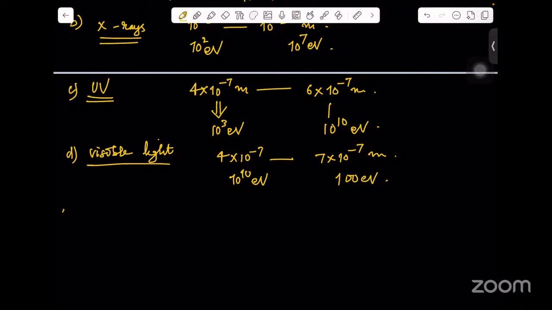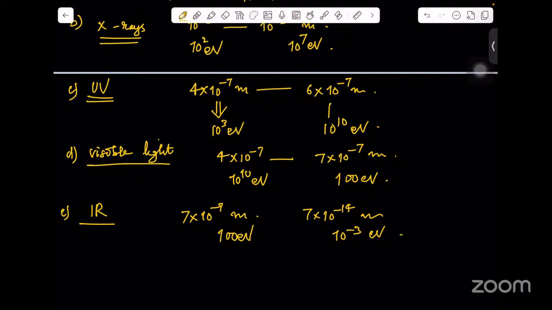next for IR, for infrared radiations, we have from 7 into 10 raised power minus 7 meters to 7 into 10 raised power minus 14 meters. Okay. So this is from 100 electron volts to 10 raised power minus 3 electron volts. Okay.